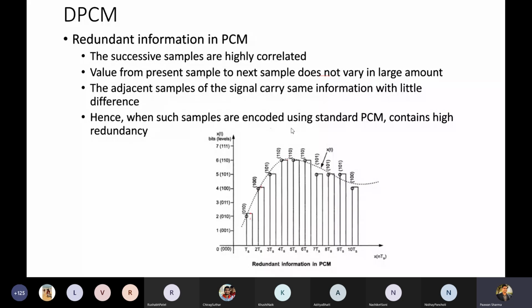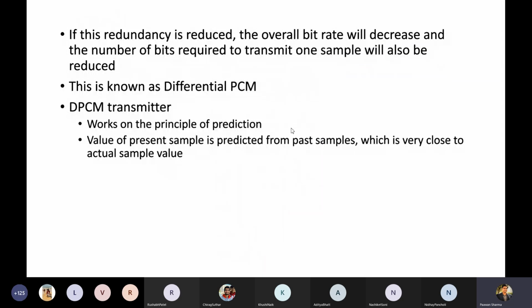Because relatively there is not much increase or decrease, except in the case where a signal is highly transient, highly unpredictable, increasing or decreasing in unexpected magnitudes. So if there is a way to get rid of this redundancy, the overall bit rate we require will decrease. If the bit rate decreases, the number of bits we require to transmit one sample will also be reduced. This is what we call differential PCM.